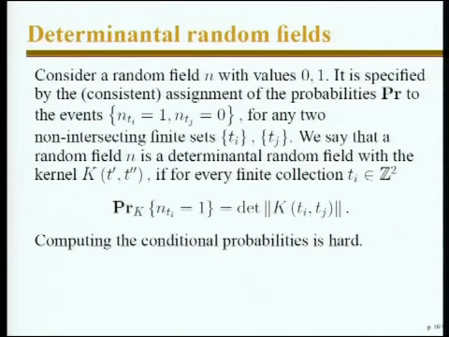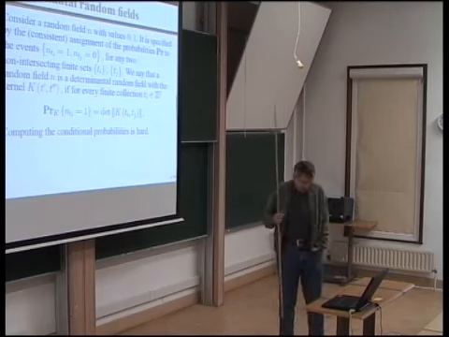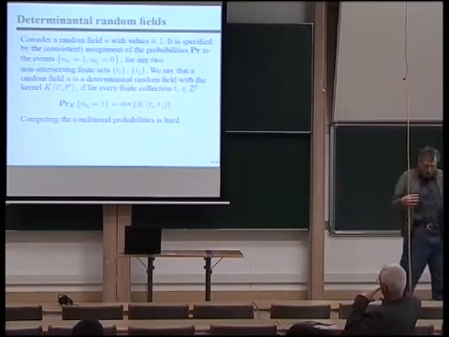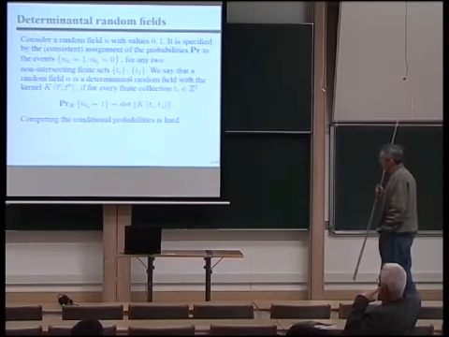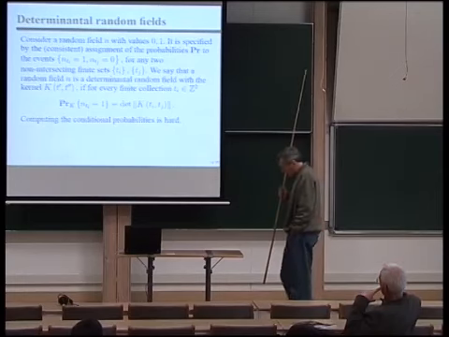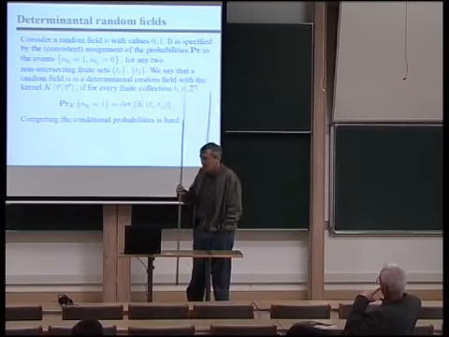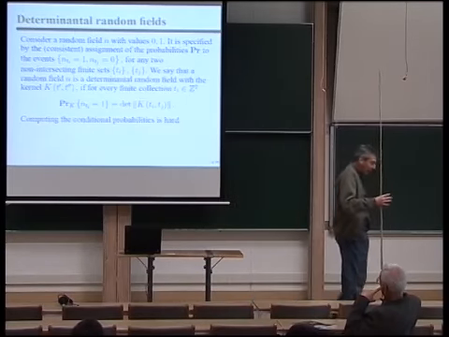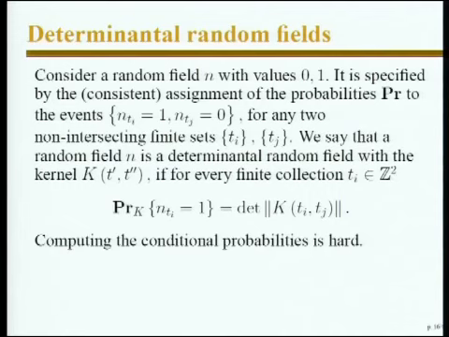So what are the determinantal random fields? Let me again talk about, say, a two-dimensional lattice, and I consider a random field on that lattice which takes values 0 and 1. Then I have to specify the unconditional probabilities of some events. I have a couple of ones here and a couple of zeros there, and I want to know what is the probability of that.